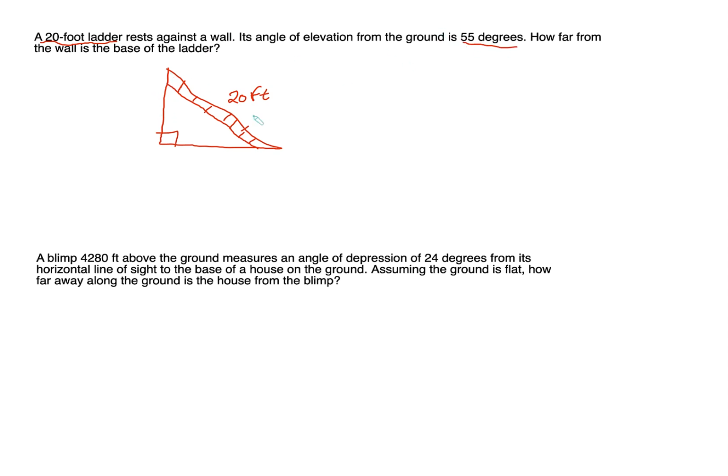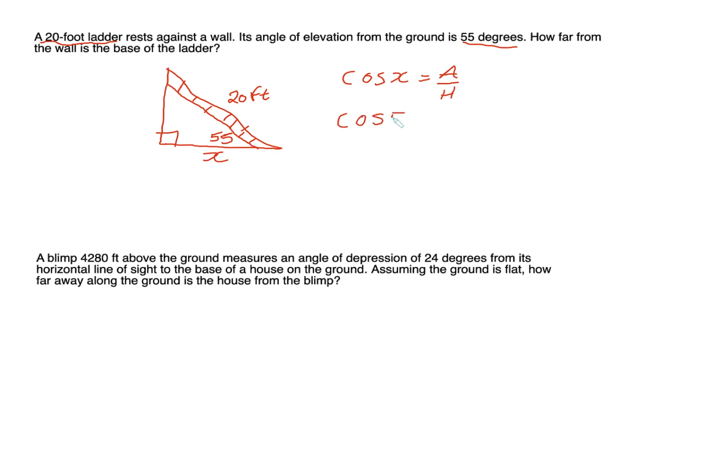The angle of elevation is 55 degrees, which is here. And how far from the wall is the base of the ladder? So this is the wall here, and they want to know how far from the wall is the base. So where's your base? At the bottom. So that should be a clue that there's your x. When I look, I have adjacent, and I have hypotenuse, and I have my angle. The only trig function that uses adjacent and hypotenuse is cos. So I know that cos of x equals adjacent over hypotenuse.